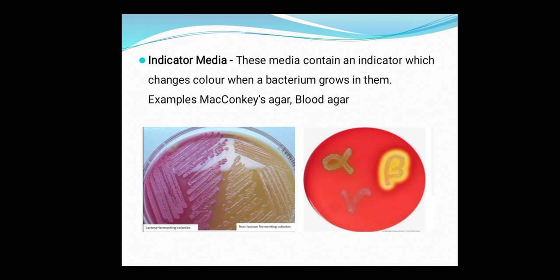Next, we have indicator media. This indicator media contains an indicator, which helps to distinguish one organism from another by changing color when a bacterium grows on the media. For example, MacConkey agar, which produces NLF, and blood agar, which produces different types of hemolysis such as alpha, beta, and gamma. With the help of different types of hemolysis, it helps to indicate the organism by their growth characteristics.